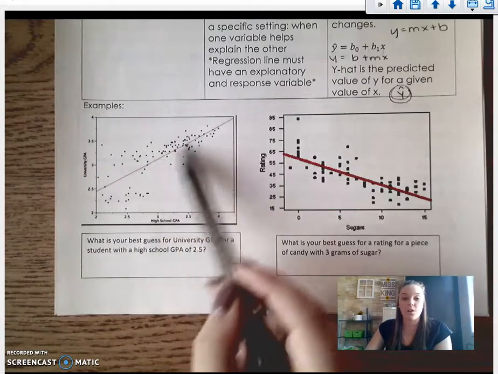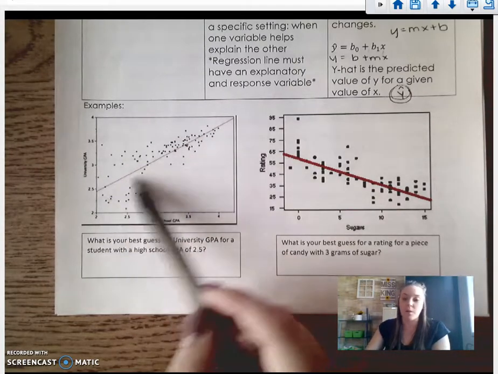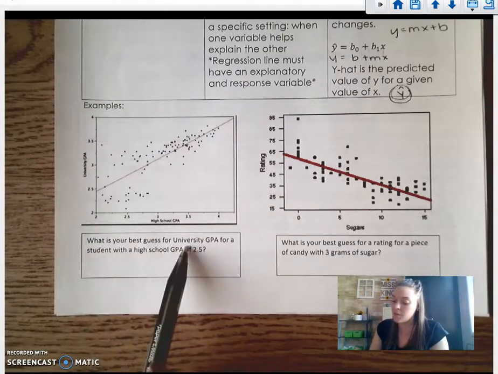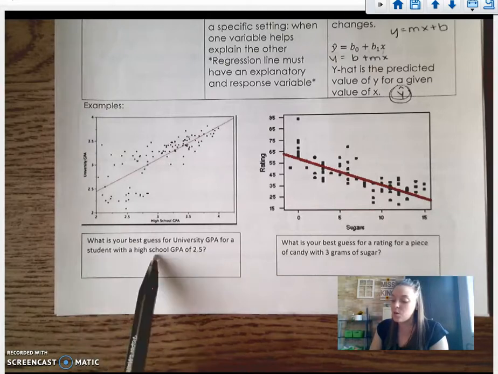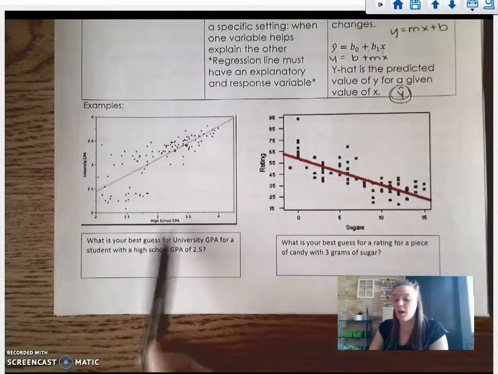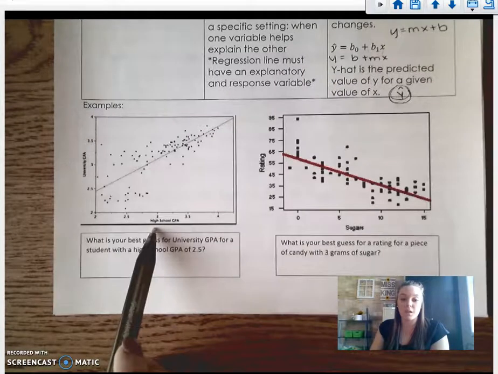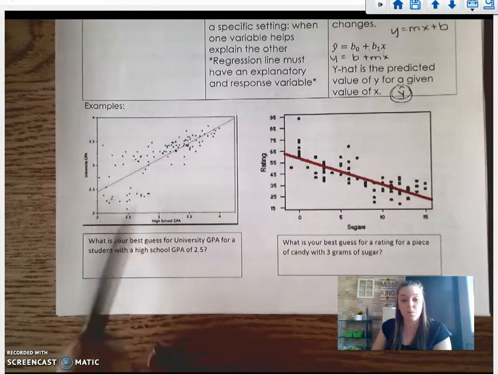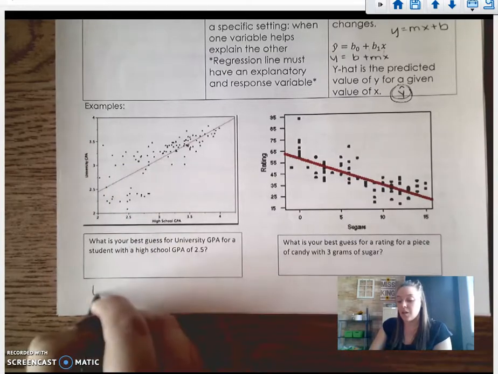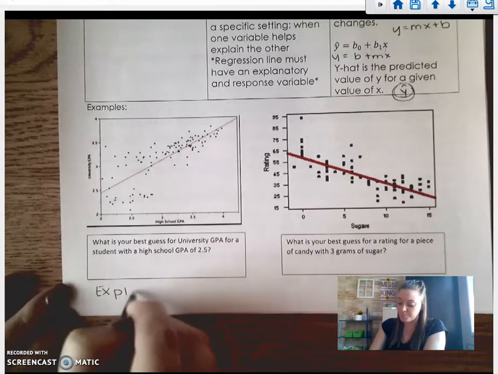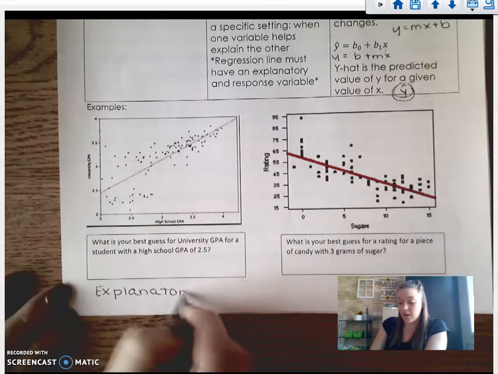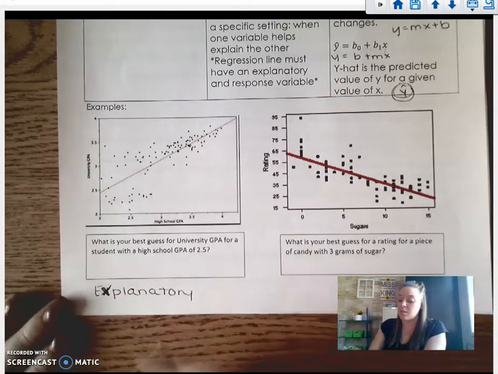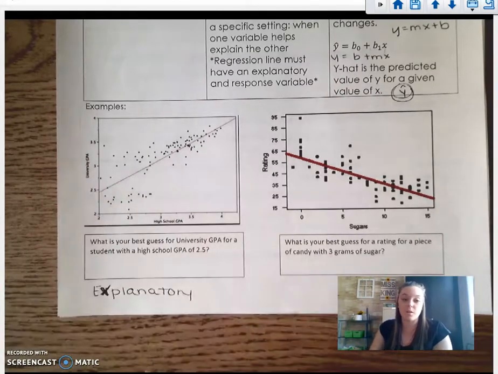So hopefully on your copy this red line came out. I know the copier doesn't always copy color very well, but the question is, what is your best guess for university GPA for a student with a high school GPA of 2.5? So high school GPA is going to be my explanatory variable, and university GPA is going to be my response variable. Explanatory is on the x-axis, and the way I remember that is there is an x in explanatory. So this x tells you that it's going to be on the x-axis, and then your response variable is going to be on your y-axis.